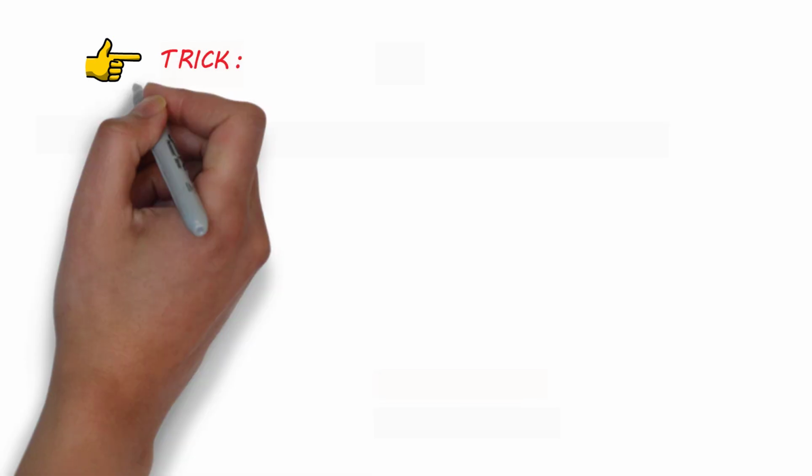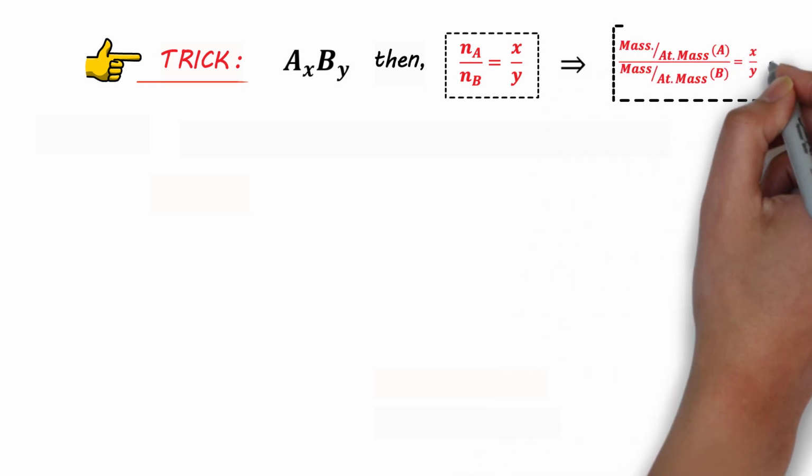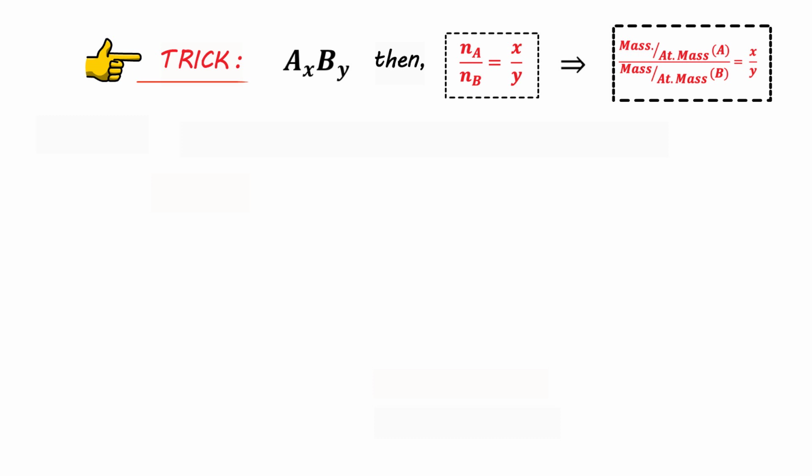For that, you have a very simple trick. Suppose you have a molecule AxBy. Then using this relation, Na by Nb is equal to x by y, where Na and Nb are the number of moles of A and B respectively. Since number of moles is equal to mass by molecular mass or atomic mass, we can write it as mass by atomic mass of A divided by mass by atomic mass of B, that will be equal to x by y. We can get the mass of A and B from the percentage of A and B that will be given. So from this expression you can calculate the value of x and y, hence the empirical formula of the molecule AxBy.